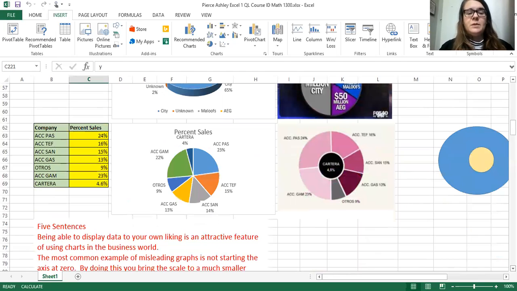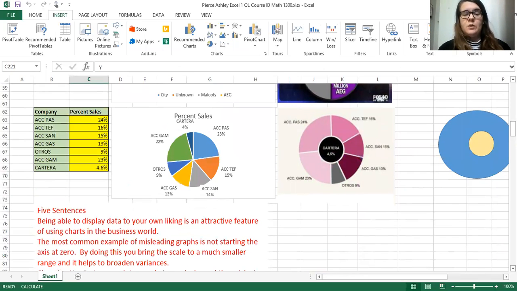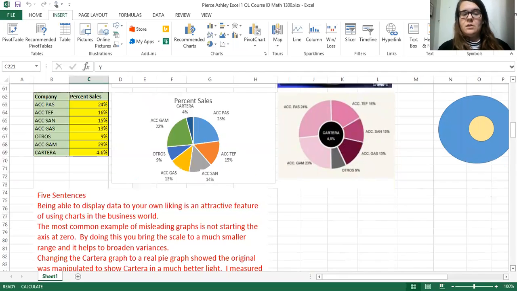Being able to display data to your own liking is an attractive feature when you're using charts in the business world. The most common example of misleading graphs is not starting the axis at 0, like I alluded to earlier. By doing this, you bring the scale to a much smaller range, and it helps broaden variances. It can be pretty dishonest, and people are going to get the wrong perception when they see that.